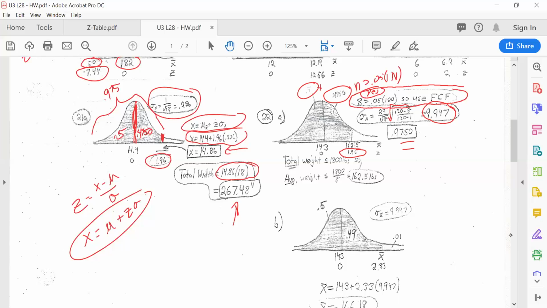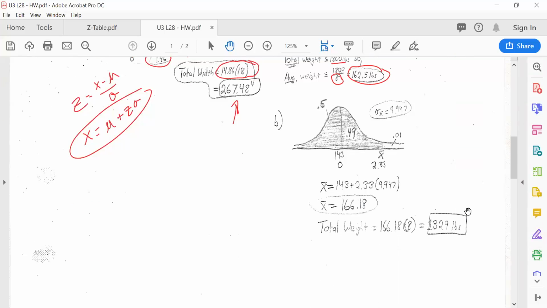Question, Mr. Clody, where'd you get 162.5 from? It said the total weight of the women is 1,300 pounds. So then you have to divide that by the 8 women who are on the elevator. 1,300 divided by 8 averages out to 162.5 pounds. I did skip that part.